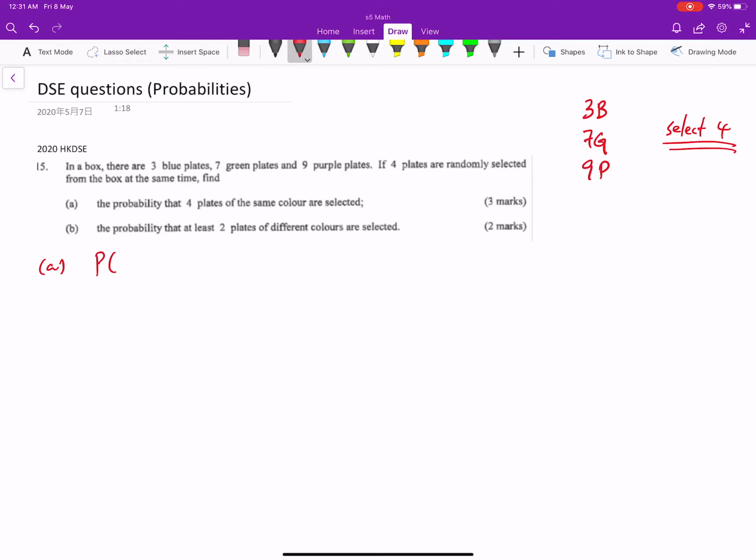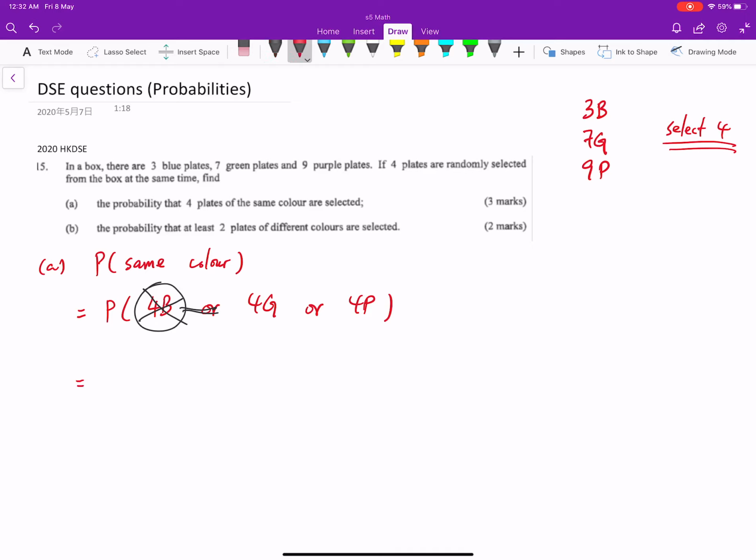So P, same color. So now you have just 3 colors, right? Blue, green, and purple. So you can imagine you can have 4 blue, or 4 green, or 4 purple. But sure, I think you're smart enough to observe that 4 blue is not possible to happen, right? So you can simply write 4G or 4P in this question.